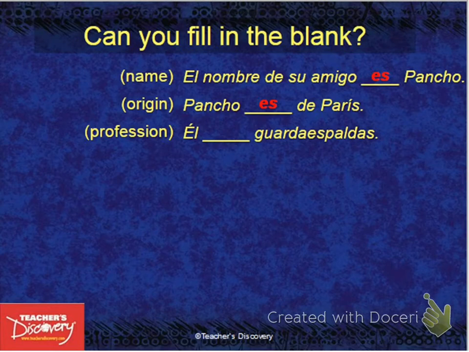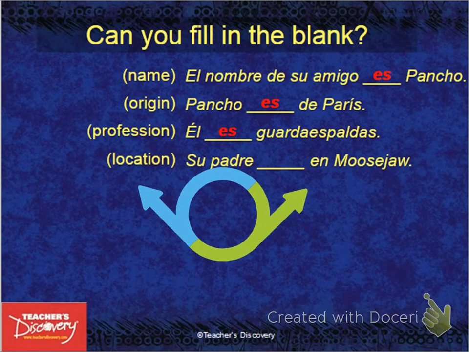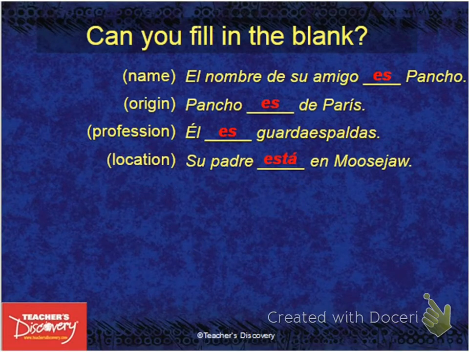So if we're talking about somebody's job or occupation, this would always be ser, which is es again, all singular forms there. Okay. A location of somebody. Your dad is in, and that's the name of a place. Proper noun. Okay. That will be estar. Which conjugation of estar? Está, with a very clear accent.